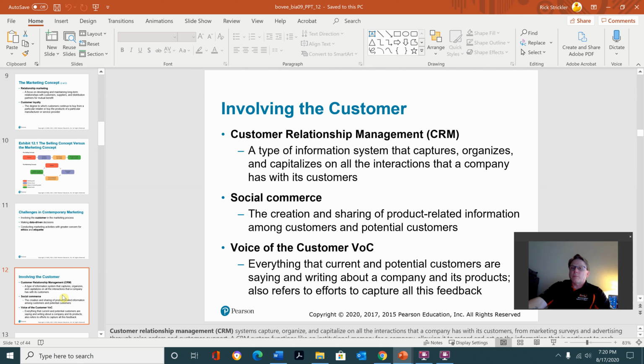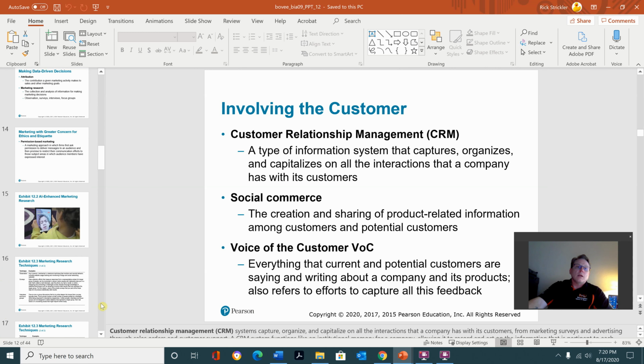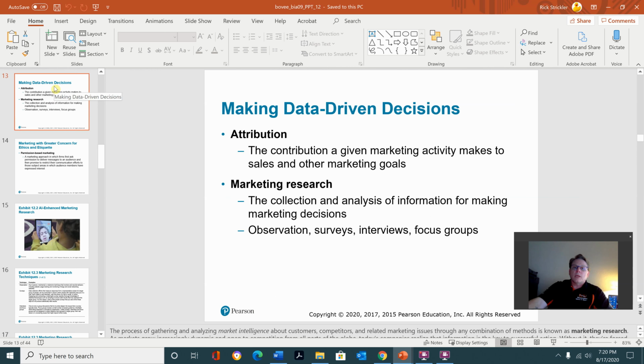Social commerce is the creation and sharing of product-related information among customers and potential customers. And then the voice of the customer, VOC, is everything that current and potential customers are saying and writing about the company. So then you make data-driven decisions based on all that information. Attribution is the contribution a given marketing activity makes to sales and other marketing goals.